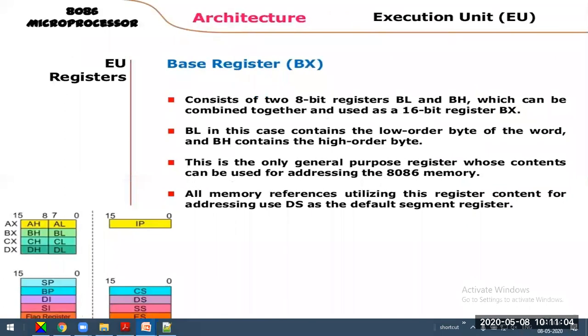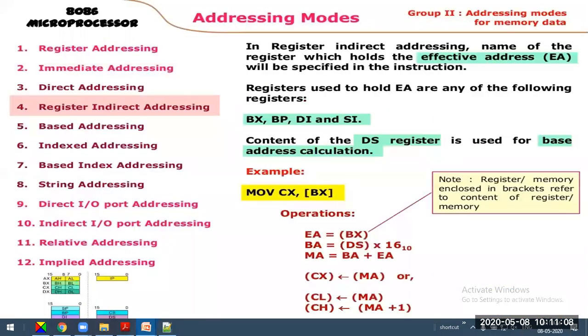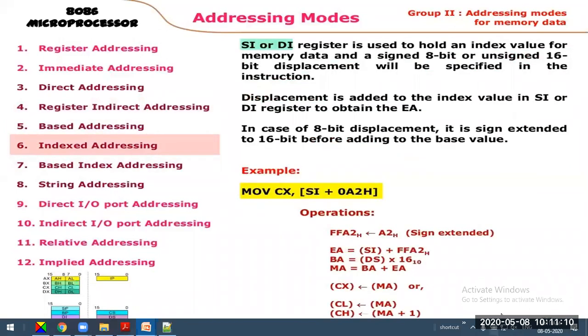FFA2H is now added to the content of the source index register. The resultant address is the effective address.